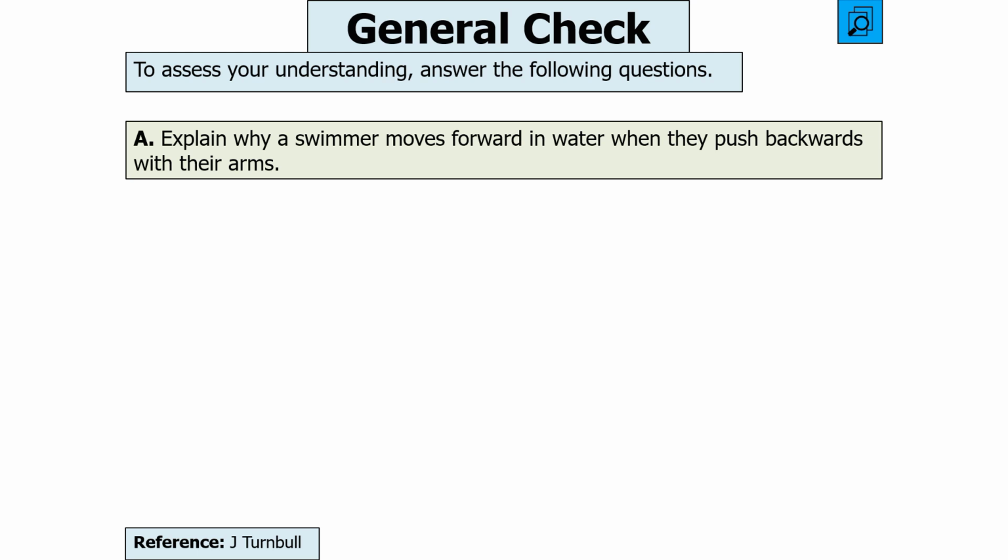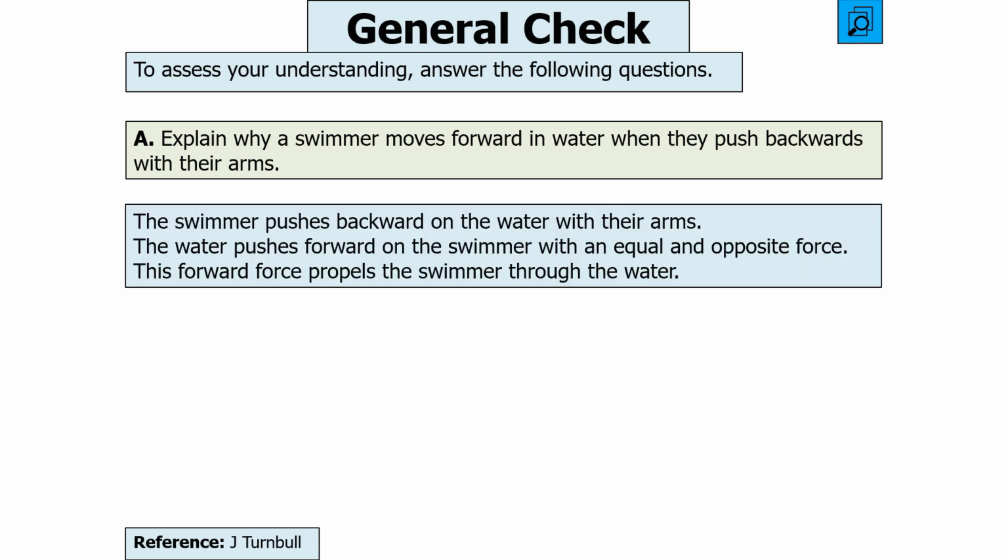Explain why a swimmer moves forward in water when they push backwards with their arms. So pause the video now, then unpause the video when you want to go through your answer. Well, the swimmer pushes backwards on the water with their arms. The water pushes forward on the swimmer with an equal and opposite force. So this forward force propels the swimmer through the water.